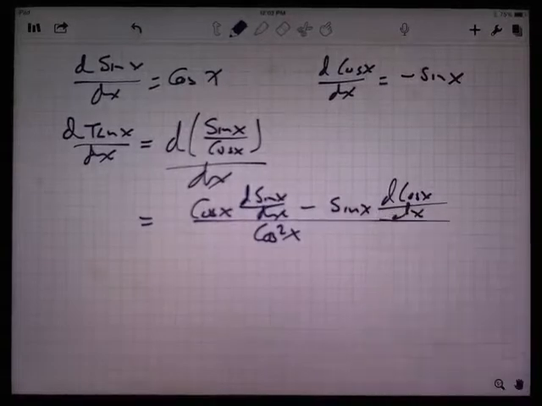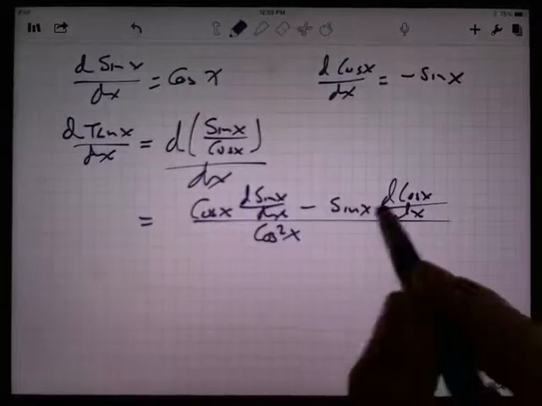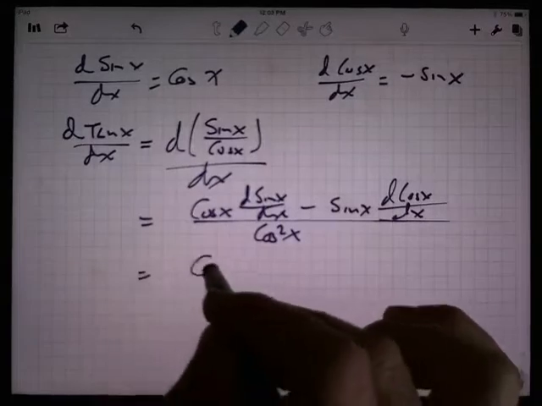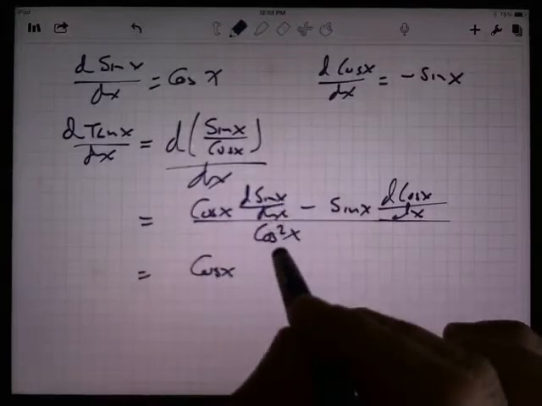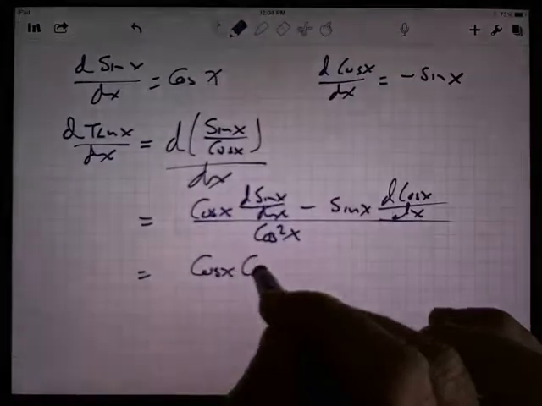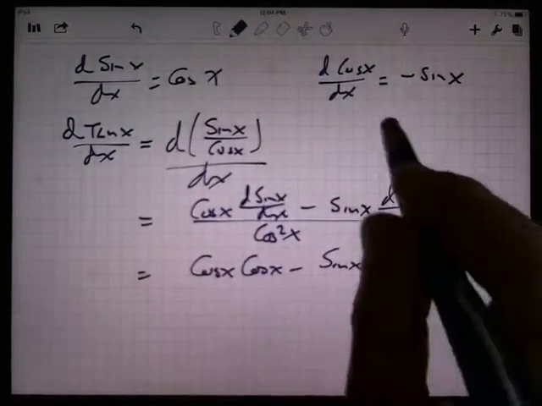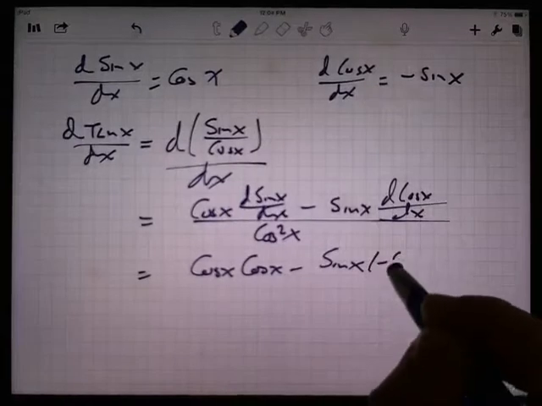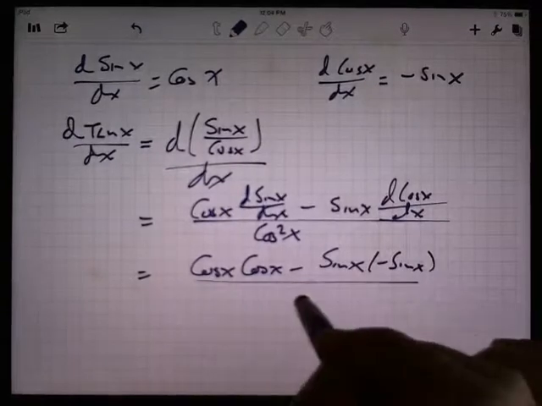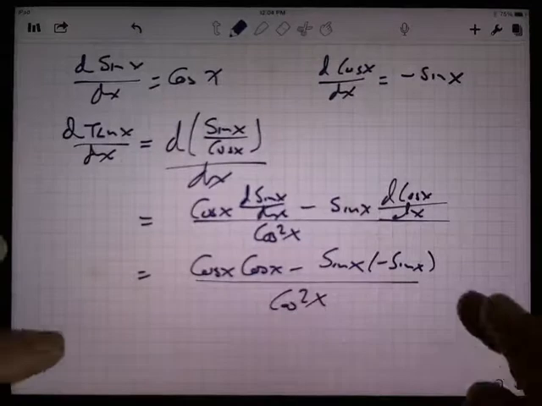times the derivative of the bottom. Okay. So now we'll take those two derivatives. I've got a cosine x times the derivative of sine x. Well, the derivative of sine x is cosine x, minus sine x times the derivative of cosine x, but the derivative of cosine x is also minus sine x. And that's all over cosine squared x.